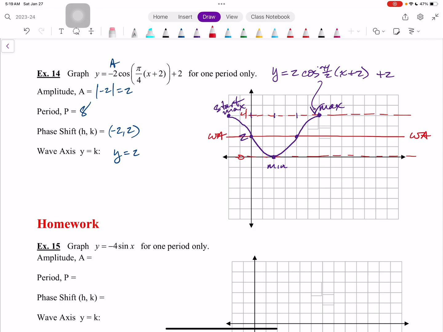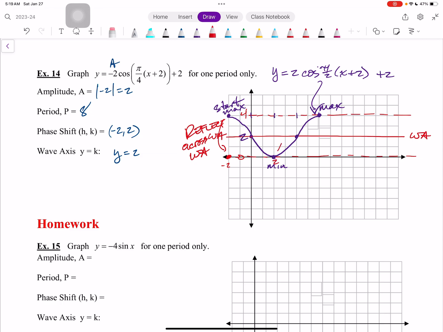So I'm going to do that in red. So we're going to reflect here. We'll write down the word reflect. So you reflect every single point across the wave axis. So reflect across the wave axis, not the x-axis, the wave axis. Okay, so this point here at -2 comma 4 gets reflected down to -2 comma 0. Okay, on the wave axis, 0 comma 2, that point does not change or does not move because it's on the wave axis.